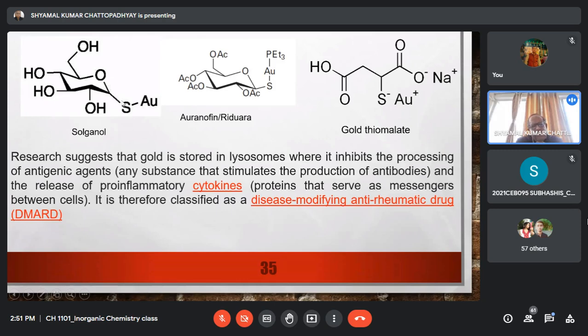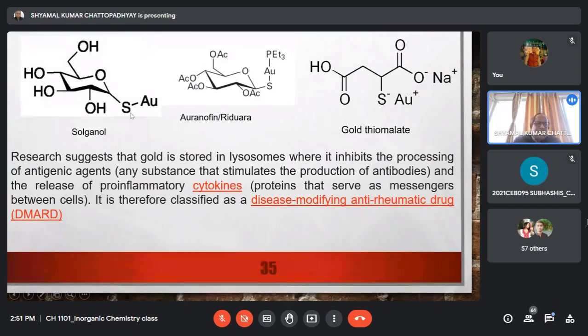Now, if instead of S here there is OH, this was glucose. So this is glucose, except that here one of the OH groups has been replaced by SH. So you can say this is a thioglucose, right? Monothioglucose. One of the OH groups of the glucose is replaced by SH.